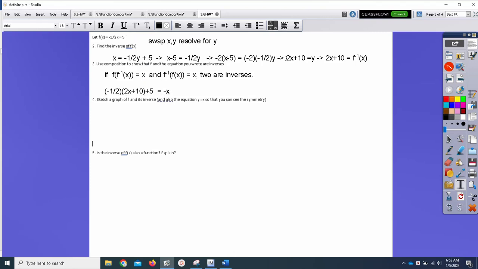I made a mistake back here, didn't I? Negative 2x. Negative 2x. There we go. Negative 2x. A negative half of negative 2x is positive x, and a negative half of a positive 10 is negative 5, and then there's that little plus 5 right there, and it equals x. So I'm halfway there.